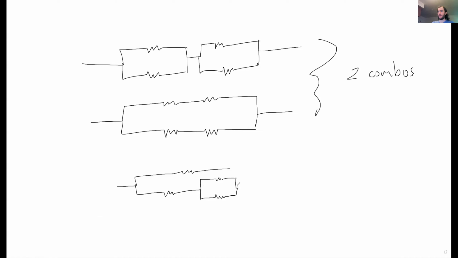So it's essentially 1 in parallel with the other 3. But the other 3 have this weird combination inside that branch there. So it's 1 in series with 2 in parallel. And then those 3 are in parallel with 1. So did you guys get this one?